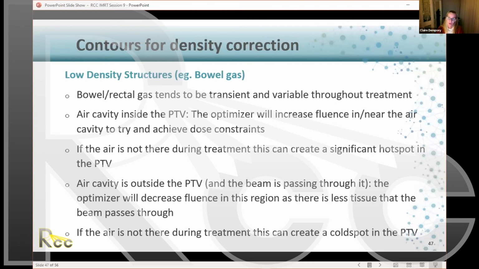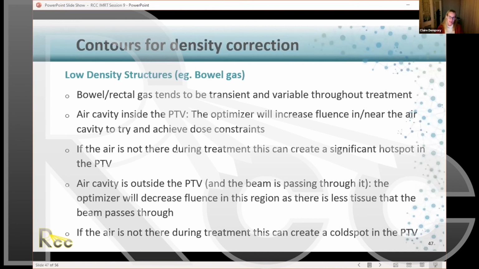So it's trying to put dose into that air cavity where there is going to be no dose. So it's trying to achieve a dose constraint that is unachievable because it's trying to put dose in air. And so if you then plan that, and then if during treatment the air is not there, it's going to actually create a significant hotspot in your PTV because the planning system has pumped dose into this air, this bubble. The bubble's not there, and so it's now pumping dose into tissue. So that can cause quite a significant hotspot in the PTV.